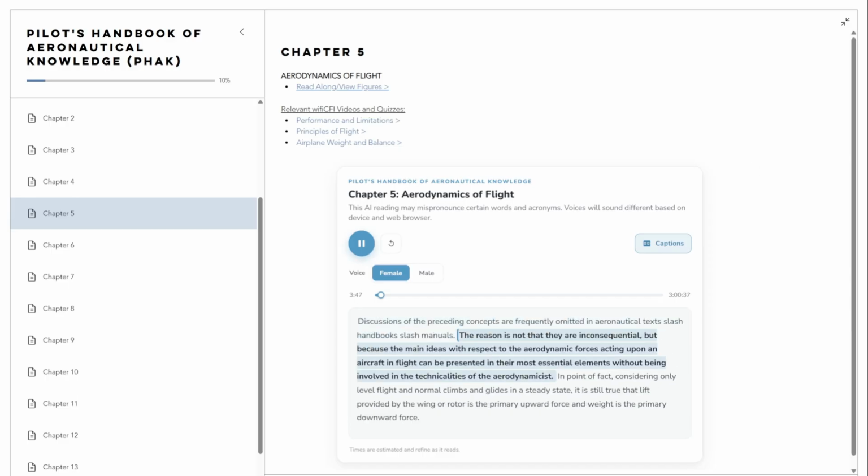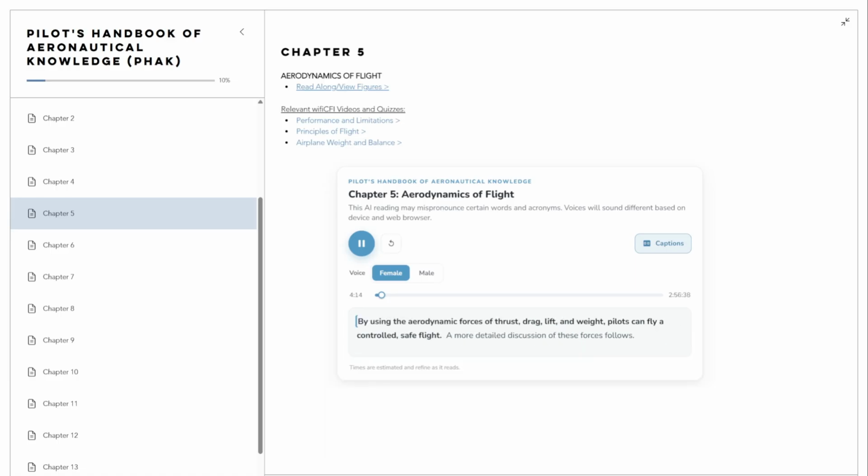Discussions of the preceding concepts are frequently omitted in aeronautical texts/handbooks/manuals. The reason is not that they are inconsequential, but because the main ideas with respect to the aerodynamic forces acting upon an aircraft in flight can be presented in their most essential elements without being involved in the technicalities of the aerodynamicist. In point of fact, considering only level flight and normal climbs and glides in a steady state, it is still true that lift provided by the wing or rotor is the primary upward force and weight is the primary downward force. By using the aerodynamic forces of thrust, drag, lift, and weight, pilots can fly a controlled, safe flight. A more detailed discussion of these forces follows.